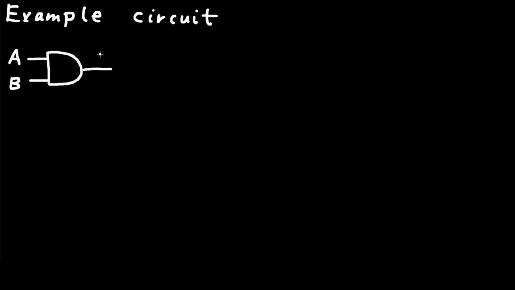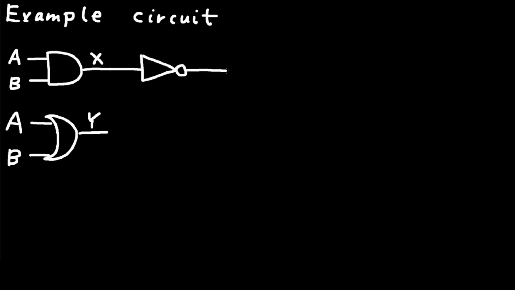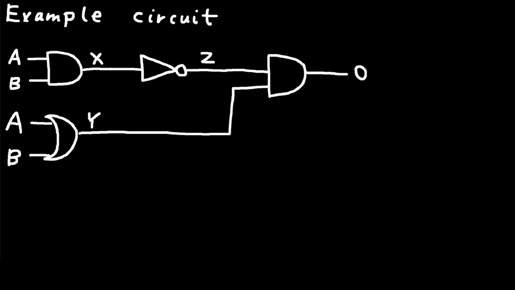Let's build a small circuit from gates. We'll define X equals A AND B. Y equals A OR B. Z equals NOT X. And finally, Q equals Z AND Y. Now we can compute the output step by step using a table.